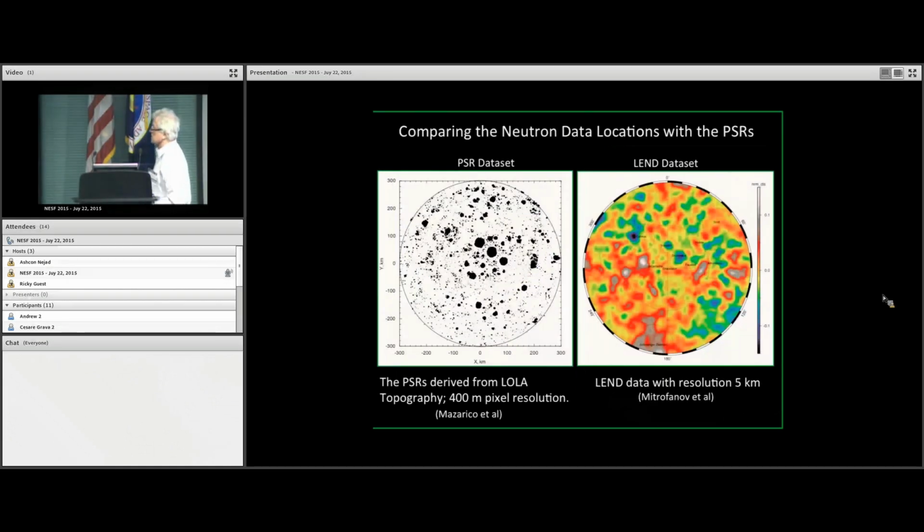Okay, so over here you see what I call the classical PSR data sets by Mazarico, essentially from LOLA data with all the shadowing and such like taken into account. It's a 400 meter pixel image, and we're looking at these two together here, and you can see the three main craters in the middle there, and you can see the Cabeus and the Shoemaker craters there.